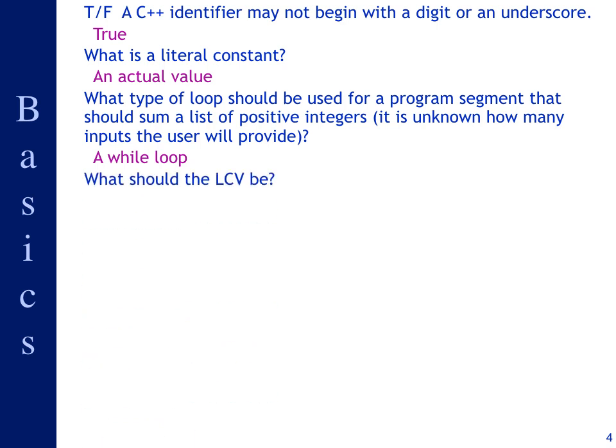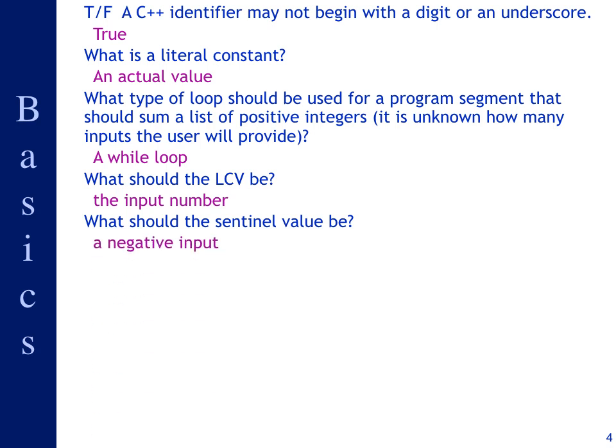So for that particular while loop, what should be the loop control variable? The one that manages when we stop. Right, we use the input number, that positive number. And how do we stop that? What is the sentinel value that we use? Well, logically, if we're looking at positive numbers, yes, you're right. We're going to have a negative input to stop. So we'll say type -1 to stop the input process.